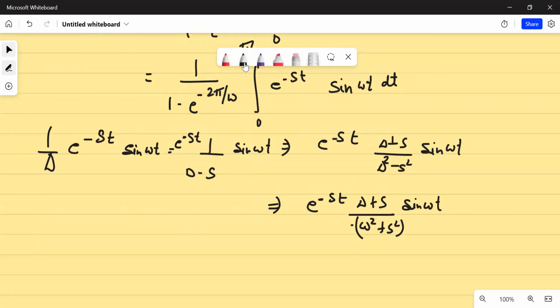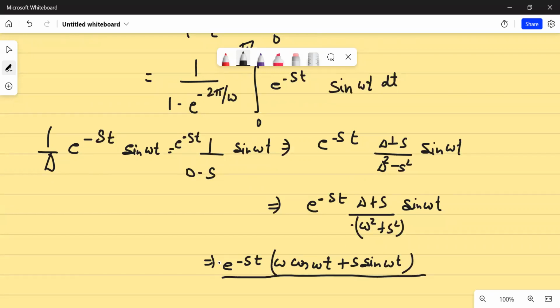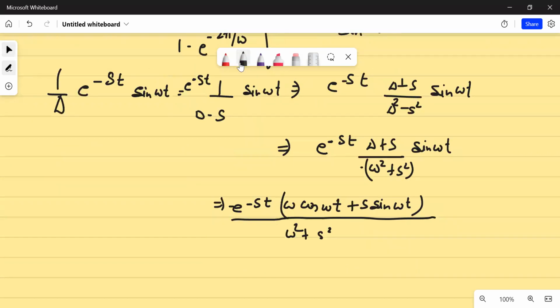And what will it be like? I'll write this particular integration as equal to e to the power minus st times... What is the derivative of sine omega t? This is omega cos omega t. And then plus s times sine omega t. And a negative sign is obviously there, so I'll take a negative here, and this is divided by omega square plus s square. Is that clear? So all I have to do is put in the limits now.